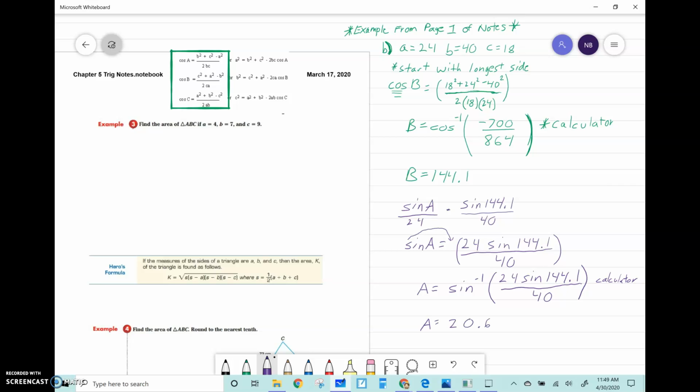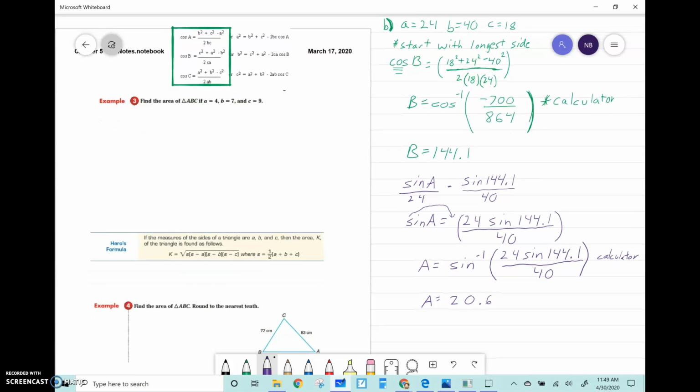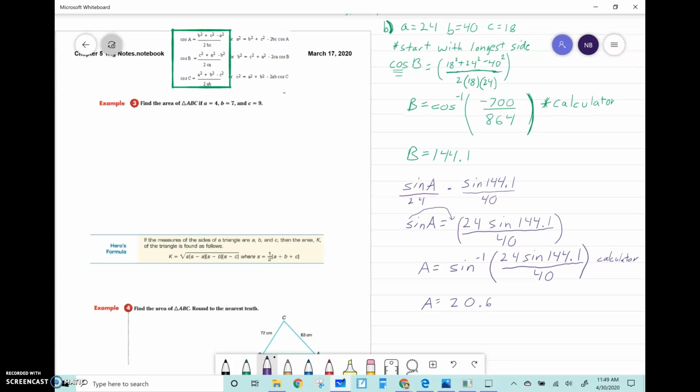20.6. All right, and then all we need to do to find angle C is subtract our two angles from 180. So we get 180 minus 144.1. Whoops, I got an equal sign there. 180 minus 144.1 minus 20.6. And let's find out what we get.